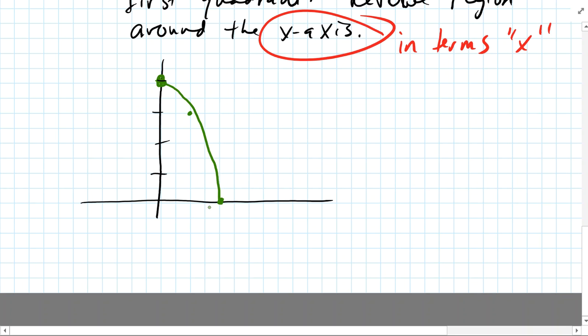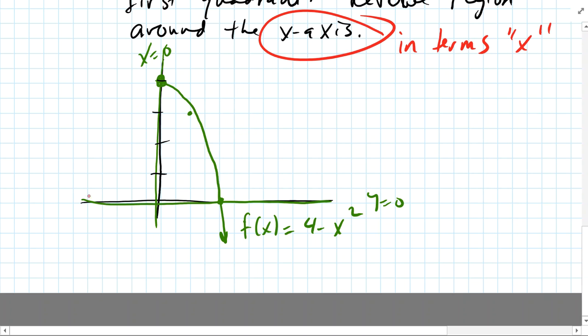So this equation right here, and we only want the first quadrant, so I'm not drawing anymore. This is my function, f of x is equal to 4 minus x squared. This is x equals 0. This is y equals 0. So is that my region?